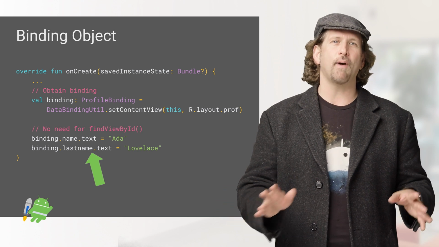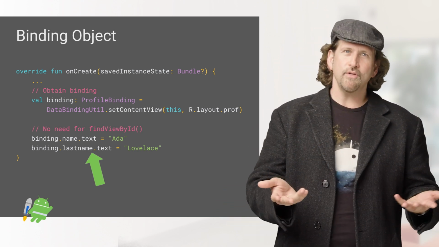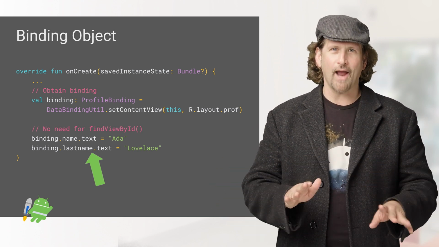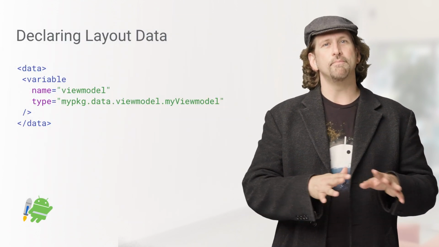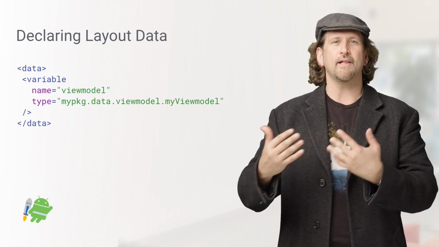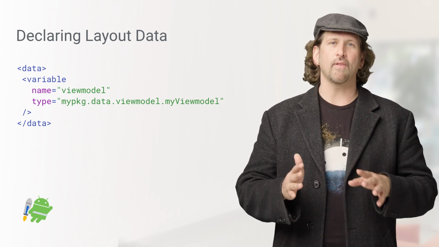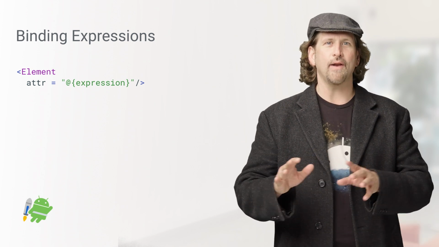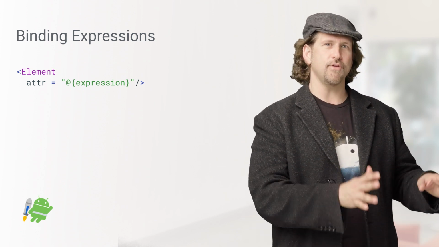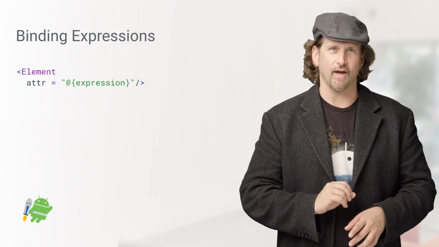You get a binding object after inflating the layout with DataBindingUtil that contains references to all of the views with IDs to populate your views, but you'll rarely use it because you'll want to actually use data binding. We first have to make the data we want to bind available to our layout by declaring variables in the data element of our layout XML. And then we can use binding expressions in layout XML attributes to tie that data to views. Expressions are wrapped with curly braces and prefixed by an @ sign.